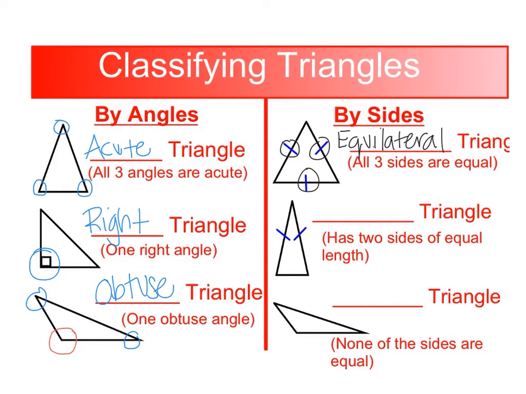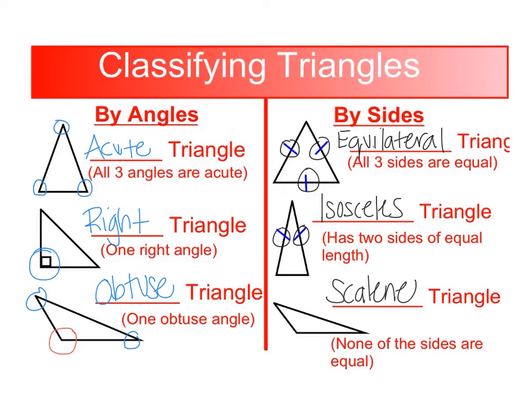In the second picture, notice that there are only two sides marked as being equal. If that's the case, if two sides are equal in length, we call that an isosceles triangle. And then if we have a triangle where none of the sides are equal, and the way I know that is none of the sides have those little hash marks on them, they're all three different lengths, we refer to that as a scalene triangle.